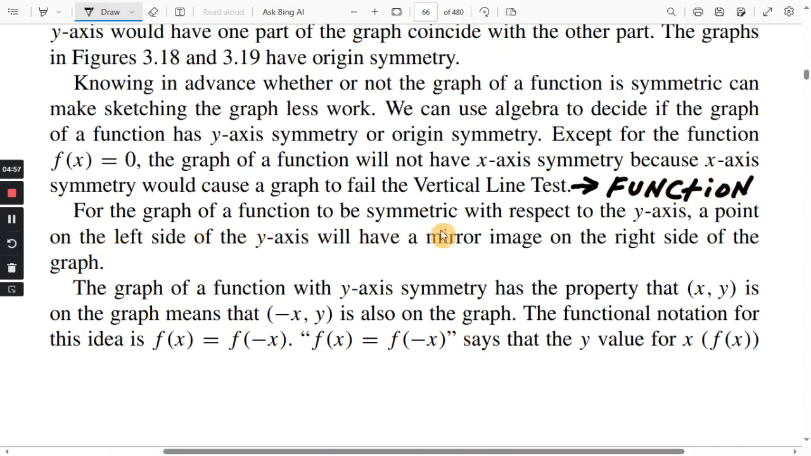For the graph of a function to be symmetric with respect to the y-axis, a point on the left of the y-axis will have a mirror image on the right side of the graph.